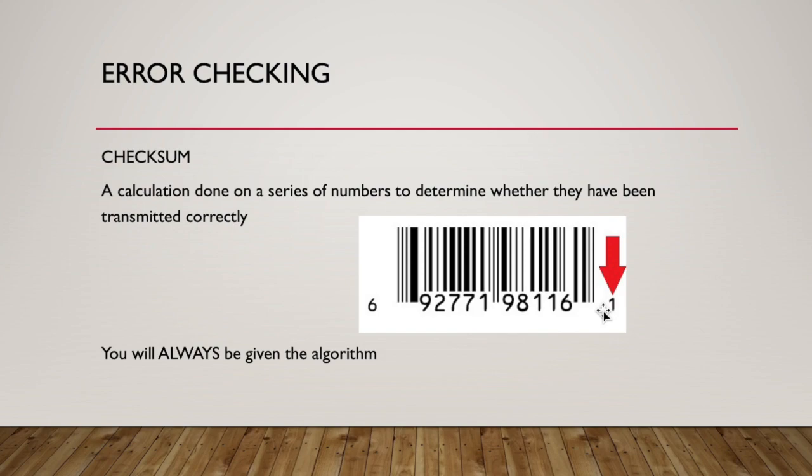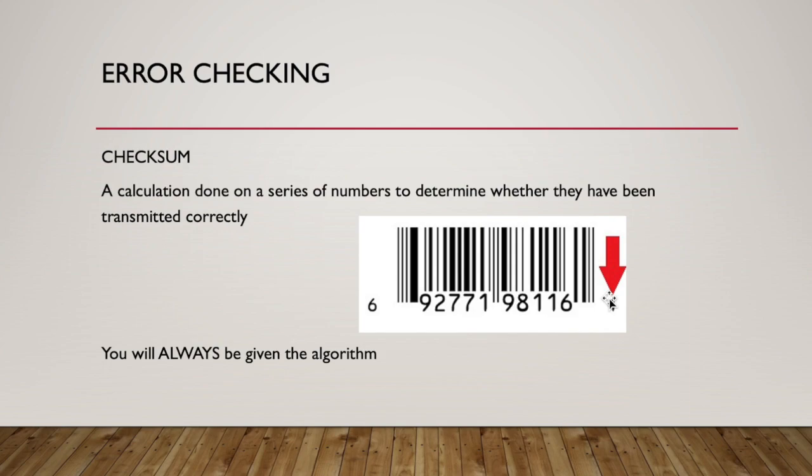You will always be given the algorithm. You don't have to remember Luhn's algorithm or the ISBN check digit checksum. It will give you that. You're not expected to remember that. Okay? So, a checksum is a calculation. The checksum is the calculation, and the check digit is the number.